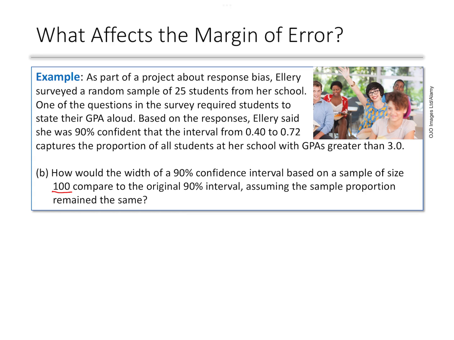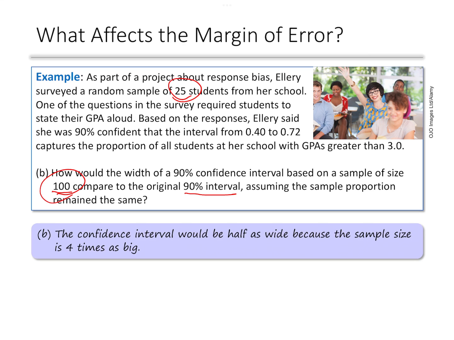Okay, part B: how would the width of a 90% confidence interval based on a sample size of 100 compare to the original 90% one? Here my sample size was 25. Here my sample size was 100, so I increased my sample size. The confidence interval would be half as wide because the sample size is 4 times as big. Remember that thing where I said I would know this and I circled it? Okay, that is what you need to know. So in this case, our confidence interval would be smaller because I made my sample size larger.